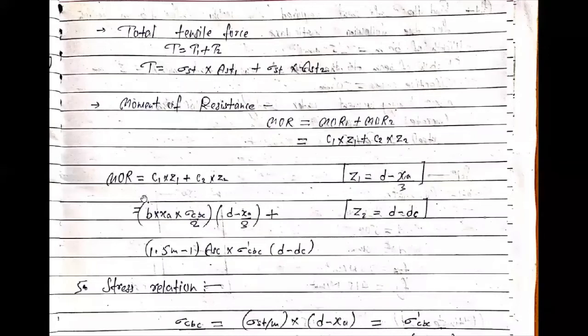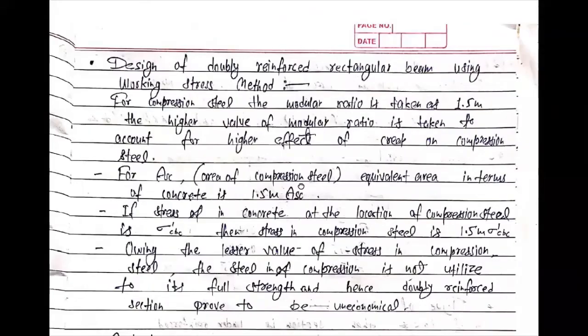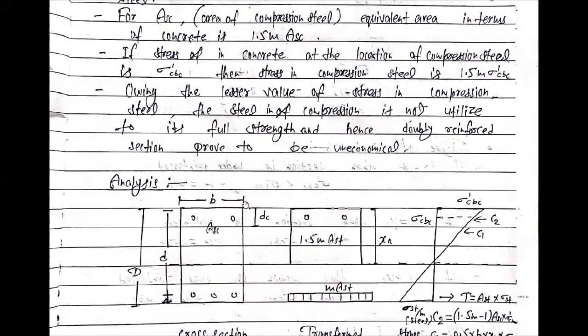So this is the same expression, which is b into xa into sigma cbc upon 2 multiplied by d minus xa by 3, which is the lever arm, plus (1.5 m minus 1) Asc multiplied by sigma dash cbc into (d minus dc). As we discussed in the diagram, dc is the distance from the top fiber of our beam to the centroid of the area of steel under compression.